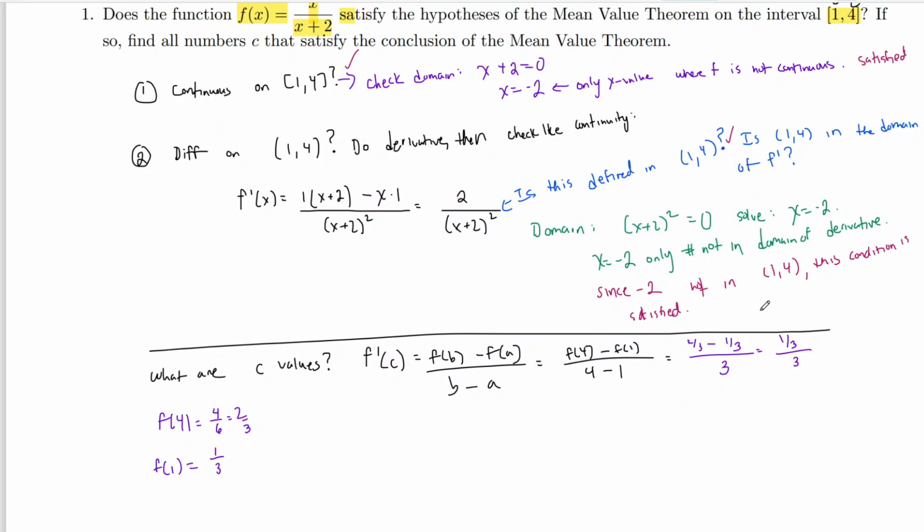You can do keep, change, flip. You can think about the 3 on the bottom being 3 over 1. And when we do that, we've got 1/3. Just change the division to multiplication and flip the bottom fraction to another 1/3. And we get 1/9.